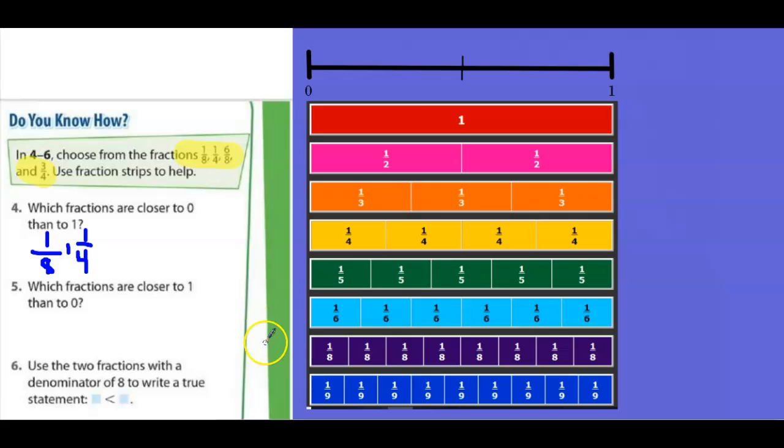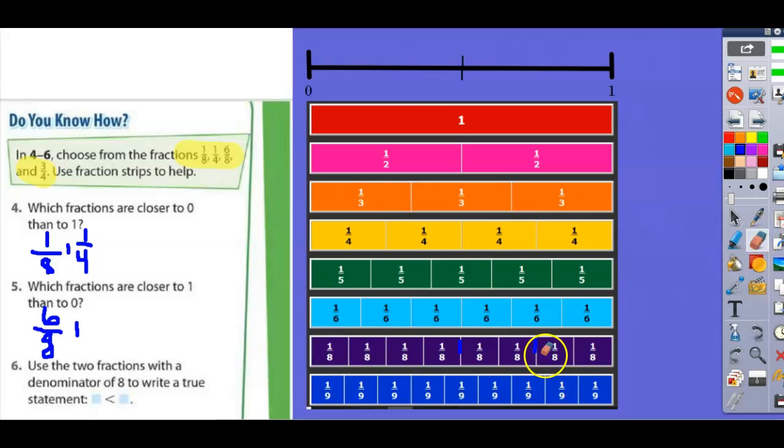Then 6/8. So we have 8. 1/8, 2/8, 3/8, 4/8, 5/8, 6/8. 6/8 is right here. And if I look at my half and I go straight down, I see that 4/8 is at the half mark, and 6/8 is more than the half mark. So 6/8 is a fraction that is closer to 1 than 0. So I'm going to put it down here. 6/8 says which fractions are closer to 1 than 0. 8 is really hard to draw with your finger on the touchpad.